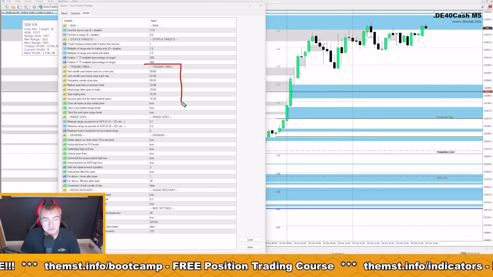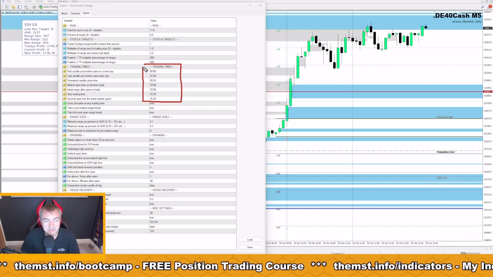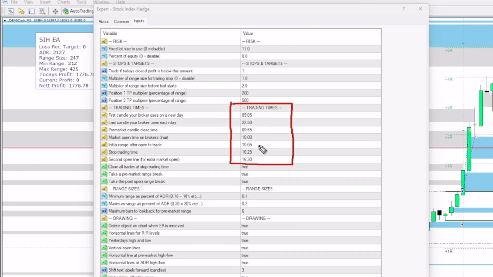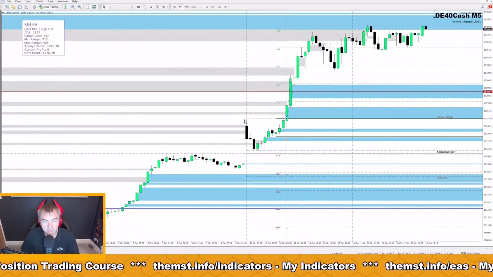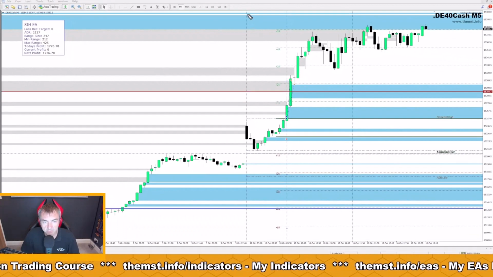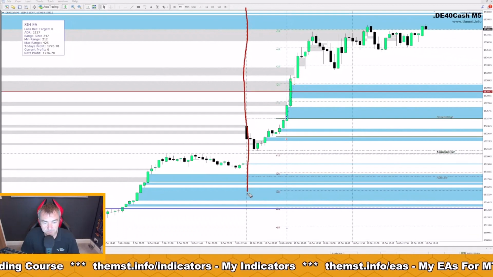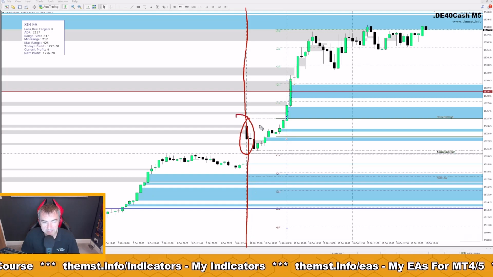The trading times. This is what you need to do as your initial setup. There's multiple times to enter here. This is very simple, very self-explanatory, really. The first candle your broker uses on a new day is going to be this candle here. You can see this is the day separator, and this is the first candle of the day.